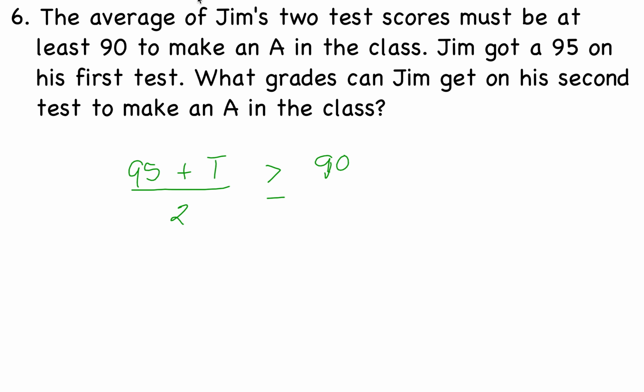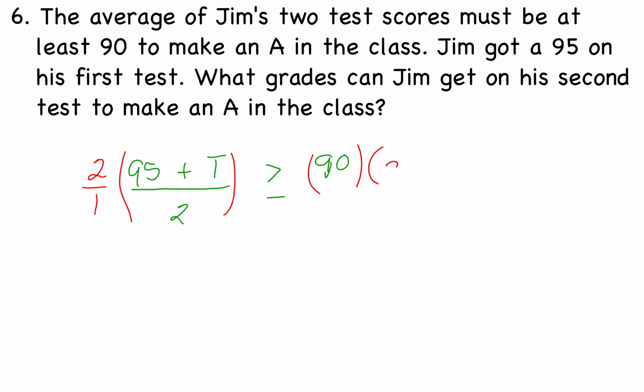All right, so how are we going to solve this? Well, we have this thing divided by 2. So I'm going to multiply by 2 to get rid of that. So I need to multiply the other side by 2 as well. So my 2 will cancel here, and I'm left with 95 plus whatever his test score is has to be greater than or equal to 180.